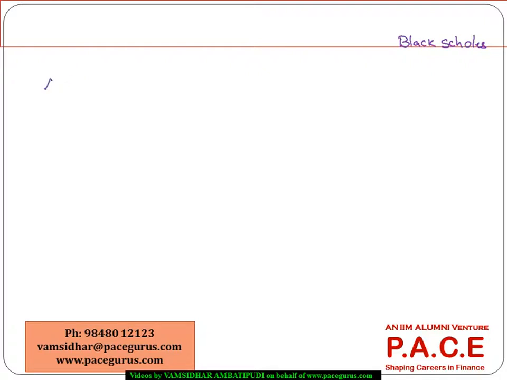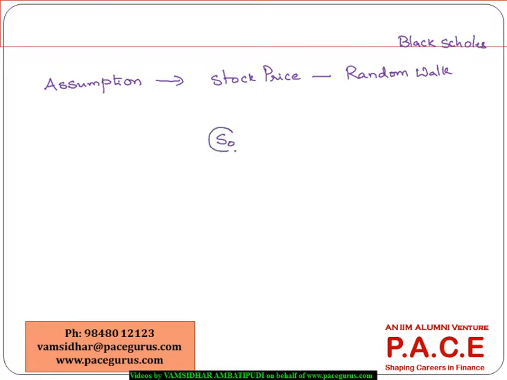The prime assumption this model goes with is that the stock price, whatever is coming at any point in time, follows a random walk. So it can either go up or go down. So today if the stock price is S0, after, let's say, 1 month, it can either go up to some Su or it can go down to Sd. That's a major assumption that it is drawing.